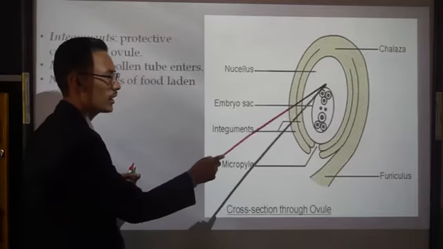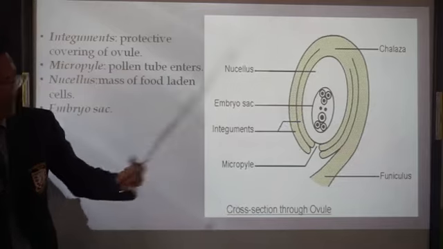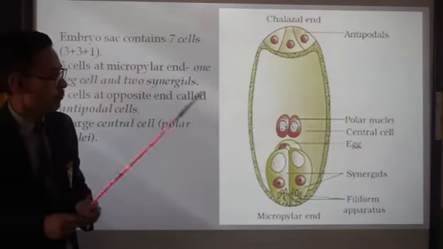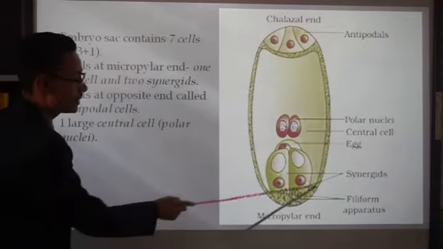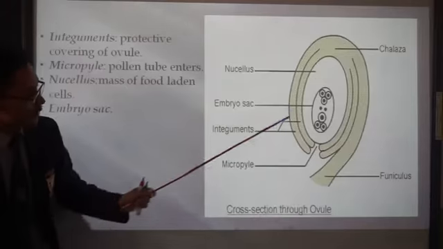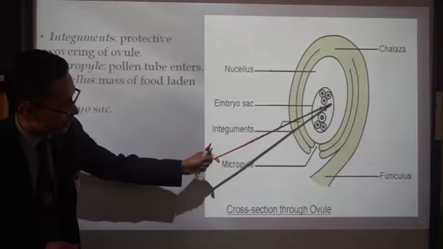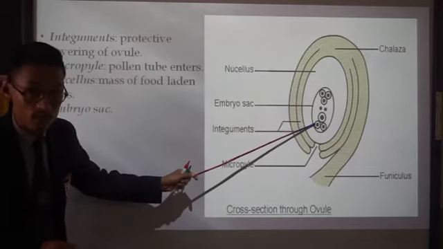So this is the embryo sac, which we'll now talk about in detail. So let's see the embryo sac. You can see over here the structure of the embryo sac. If you get confused, please look over here. Now we are going to discuss this part. Alright, this is the embryo sac. Now we are going to discuss this part.